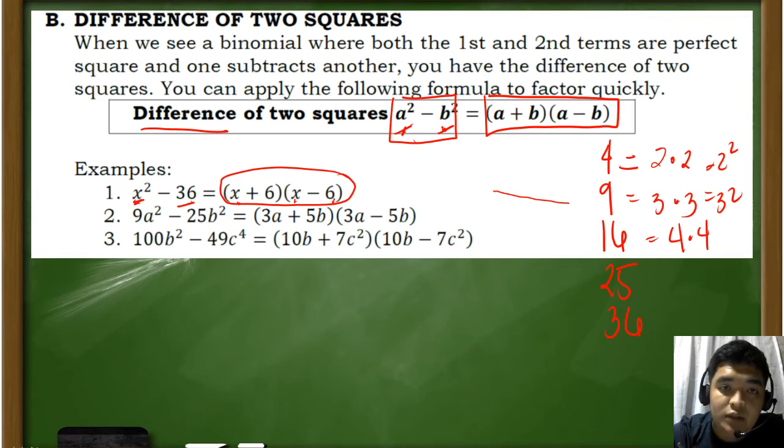Okay, and for number 2, you have 9a squared. Of course, this is a perfect square. 9a squared and 25b squared. That is 3a, okay, 9. Then 25b squared is 5 and 5. Then 100b squared, of course, that is 10. Then 49 is 7. Okay, that's for the difference of two squares.